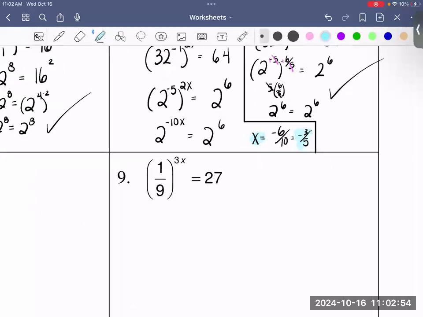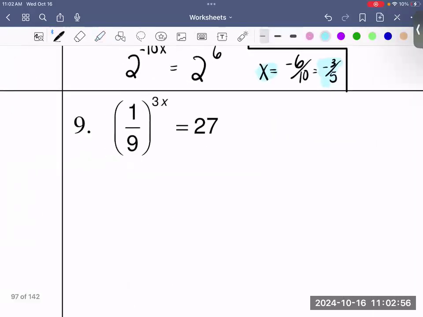All right, let's do number 9. And then I think we're going to finish this video up because I think that's enough practice for you. If you want to try it on your own, I'll see if I can find the answer key for you to practice. So you have 9 to the negative 1st power, 3x is equal to 27.